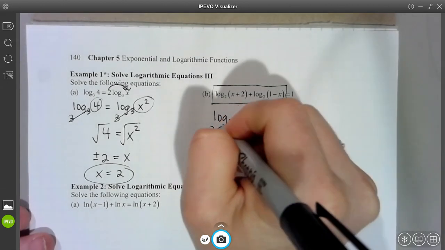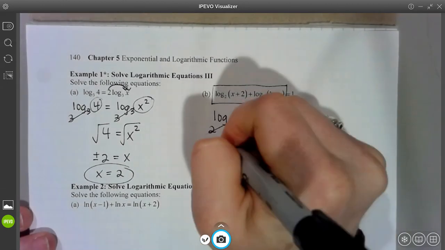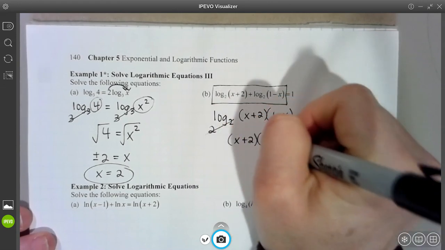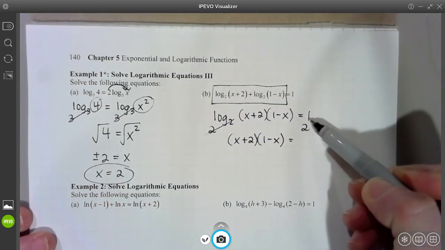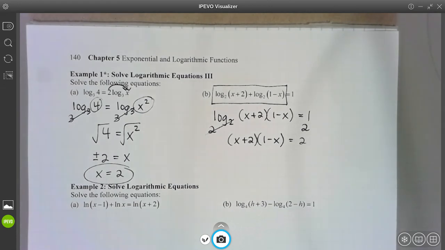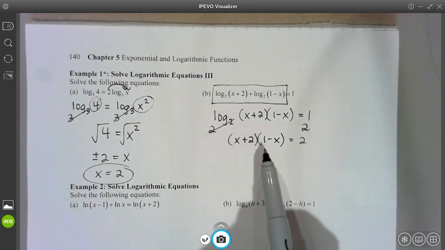So now the 2 and the log base 2 cancel. I'm left with x plus 2 times 1 minus x equals 2 to the first, because this is a base of 2 to a power of 1. Now that equals 2. So the logarithm has gone. Now you're just solving what looks like it's going to become a quadratic equation once I FOIL this out.